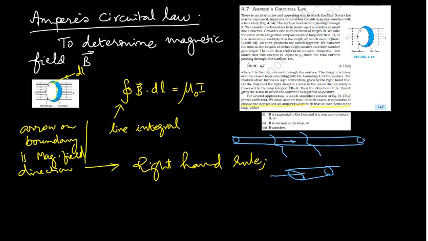current is going in that direction, then have an imaginary loop like that, a circular loop, anywhere in the cross section. Okay? And if the current direction is this way, the magnetic field will be here, arrow shown, right? That is how the magnetic field will be along that curve. That's how the magnetic field will be.